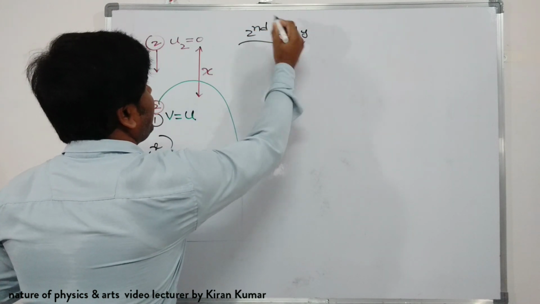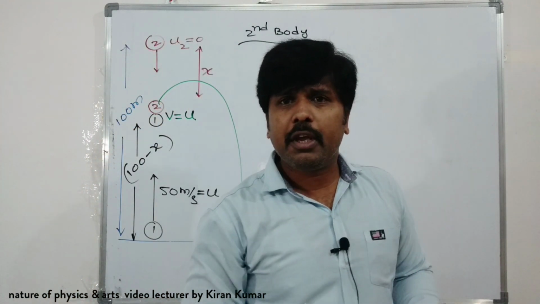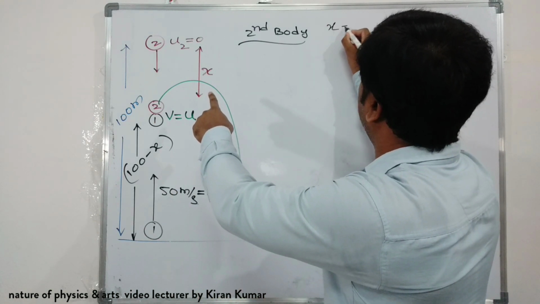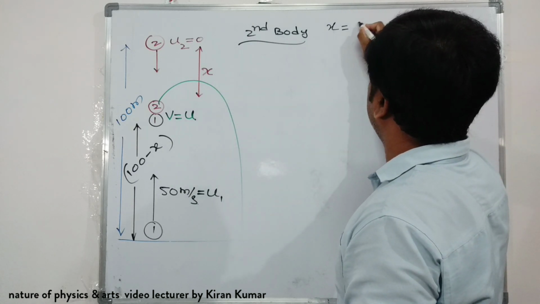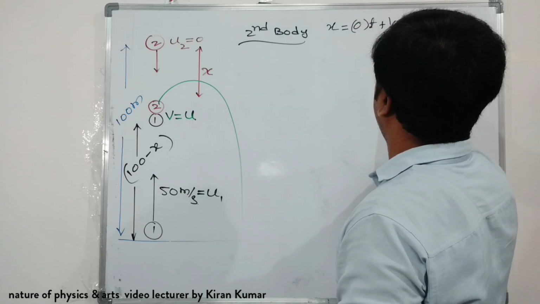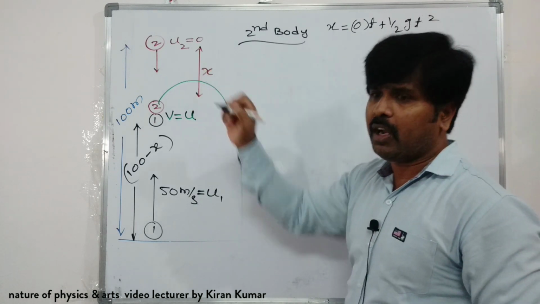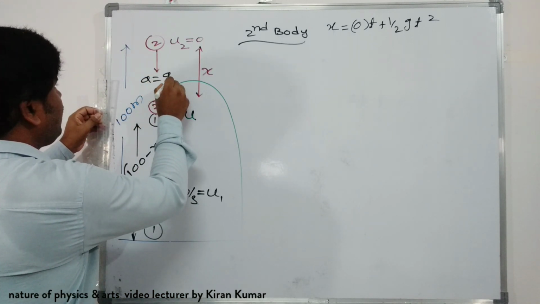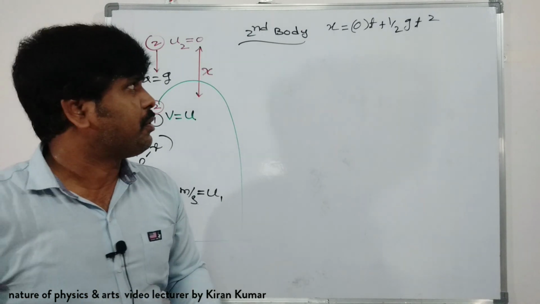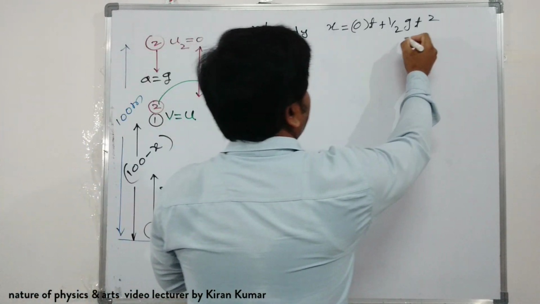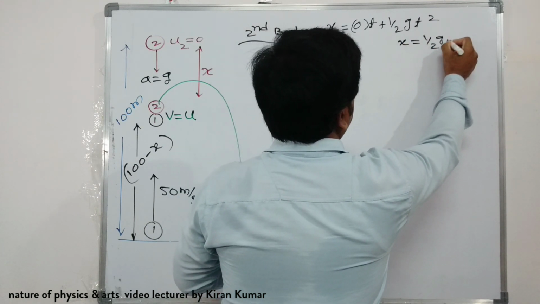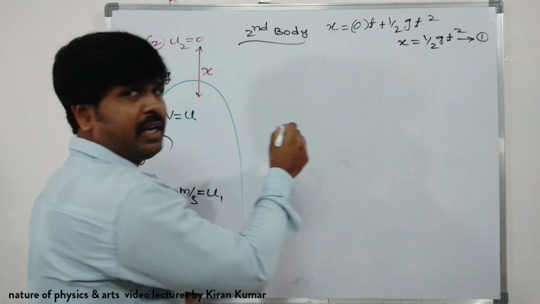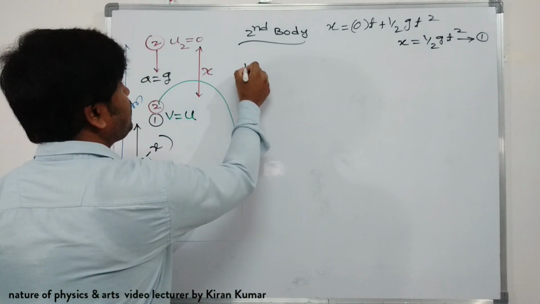For the second body, using the formula S is equal to ut plus 1 by 2 at square. So S is the distance traveled, x distance. ut, initial velocity is 0, plus 1 by 2 gt square. This is a freely falling body, and in the downward direction a is equal to g, the acceleration due to gravity, which is positive. From this equation we got x is equal to 1 by 2 gt square, taken as equation number 1.